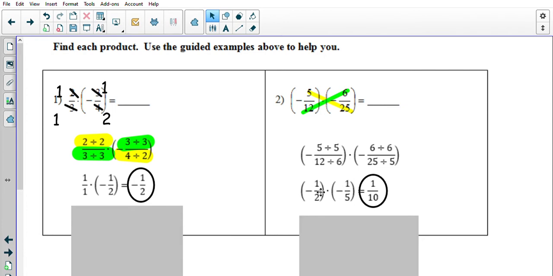A negative times a negative is a positive. 1 times 1 is 1. 2 times 5 is 10. And I didn't write the solution up in the line here or on the line. You probably should, but I did make sure to circle it at the end so you can see that solution.